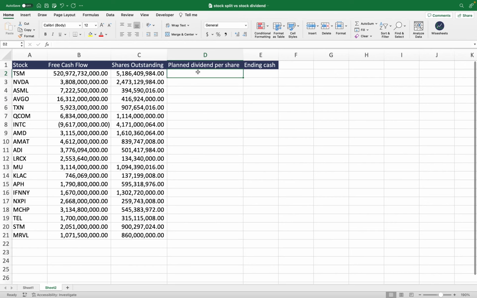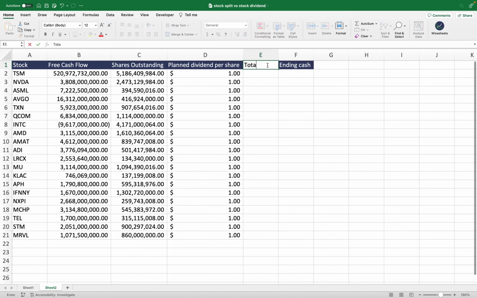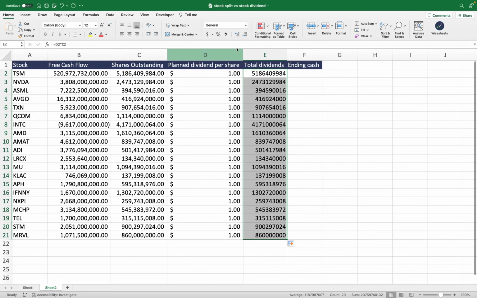Let's say that each company wants to pay $1 per share. That's how much they want to pay. So we have $1, and all companies are going to pay that $1. Now, what does that mean? That means that the total dividend, so I'm just going to add a column here. The total amount of dividends that a company is going to pay is just going to be equal to the payment per share that they want to make times the number of shares outstanding. So we do this for this company, and now we can simply drag it down for all these other companies right here.